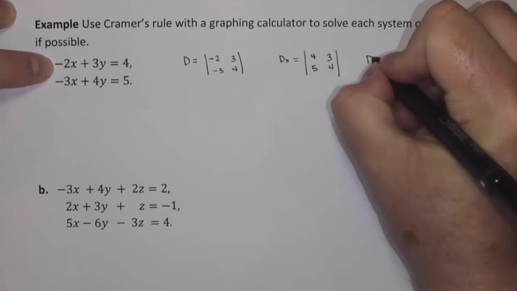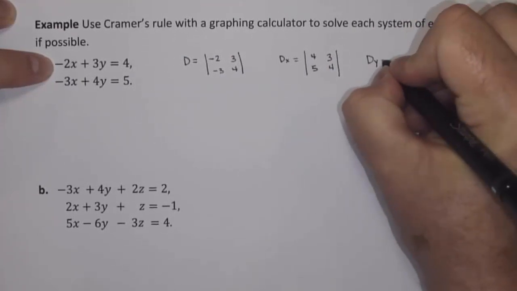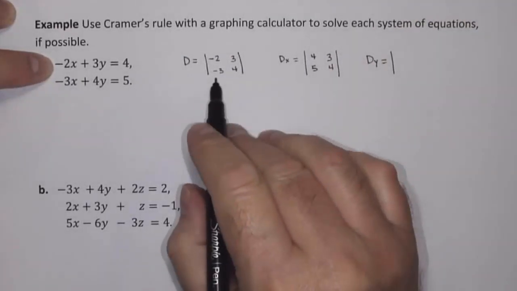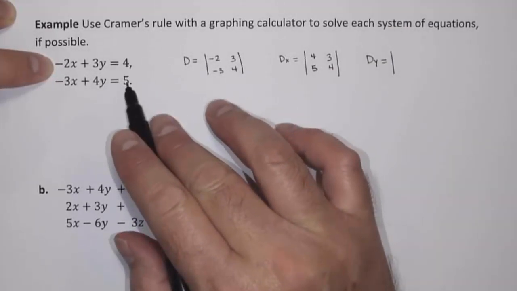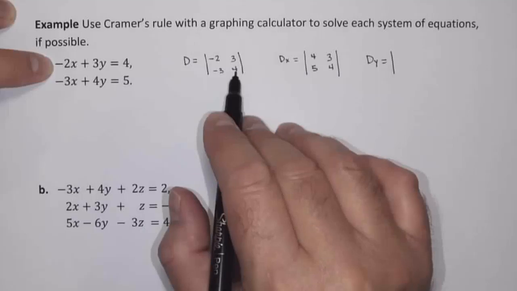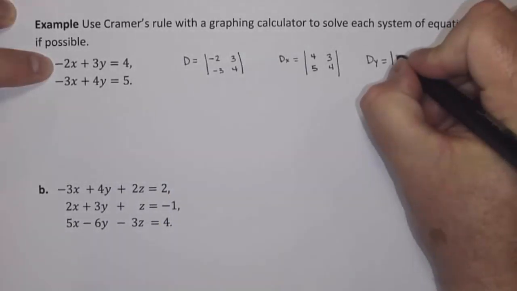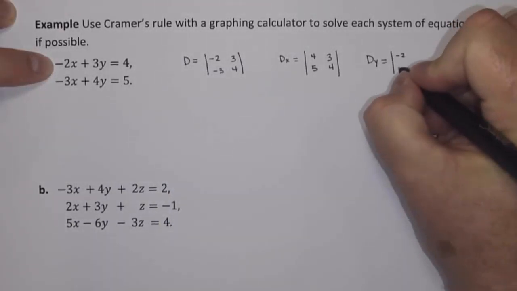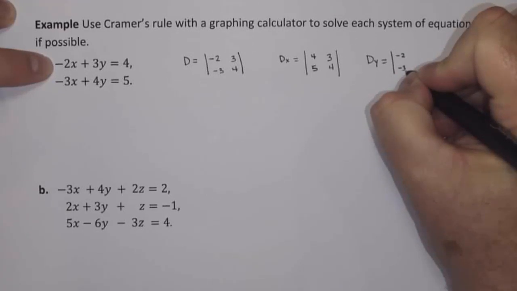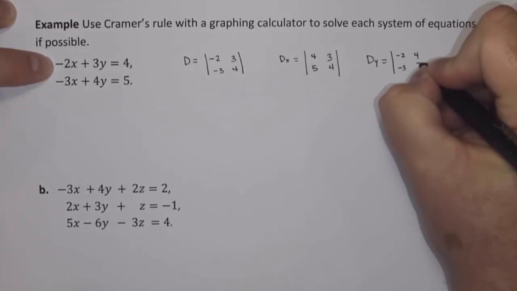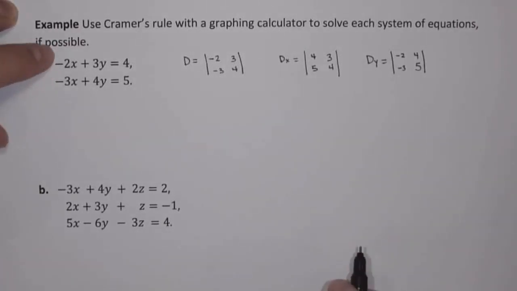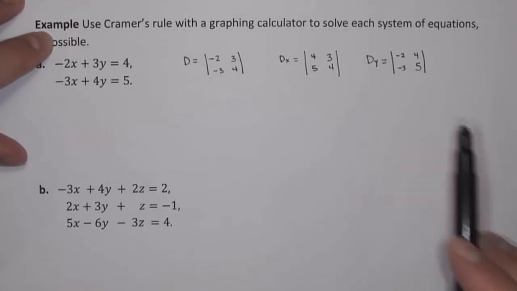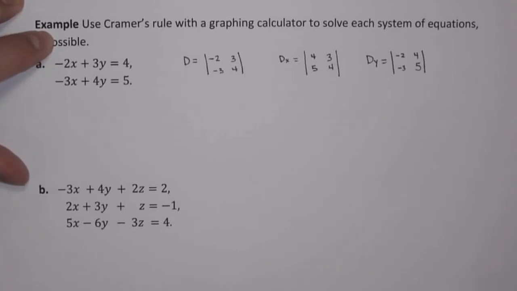And for the determinant dy, we're going to use our D matrix, except we're going to substitute the constants in place of the coefficients of y. So we're going to have -2, -3, those are the x coefficients, and then we're going to put in the constants where the y coefficients were originally. So now I can use my calculator to evaluate these determinants.